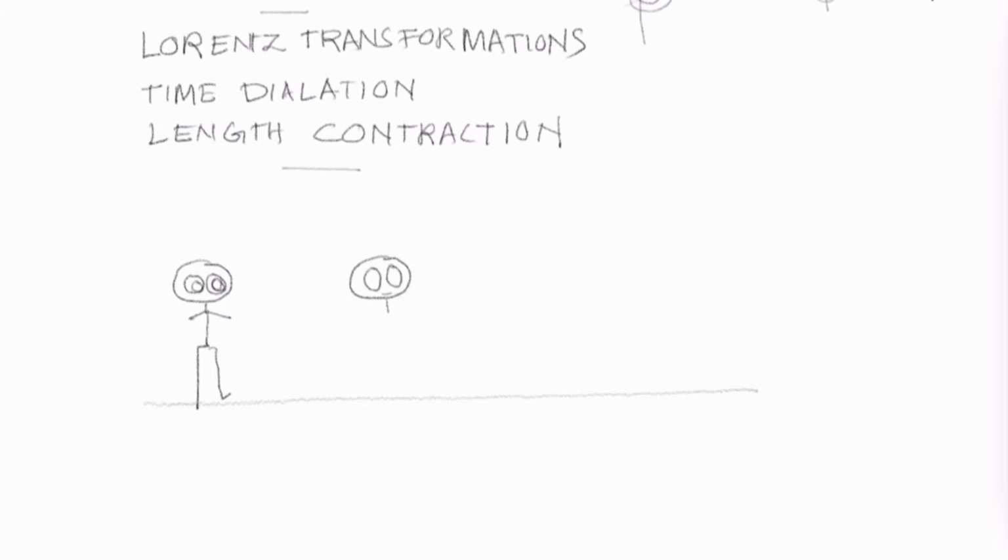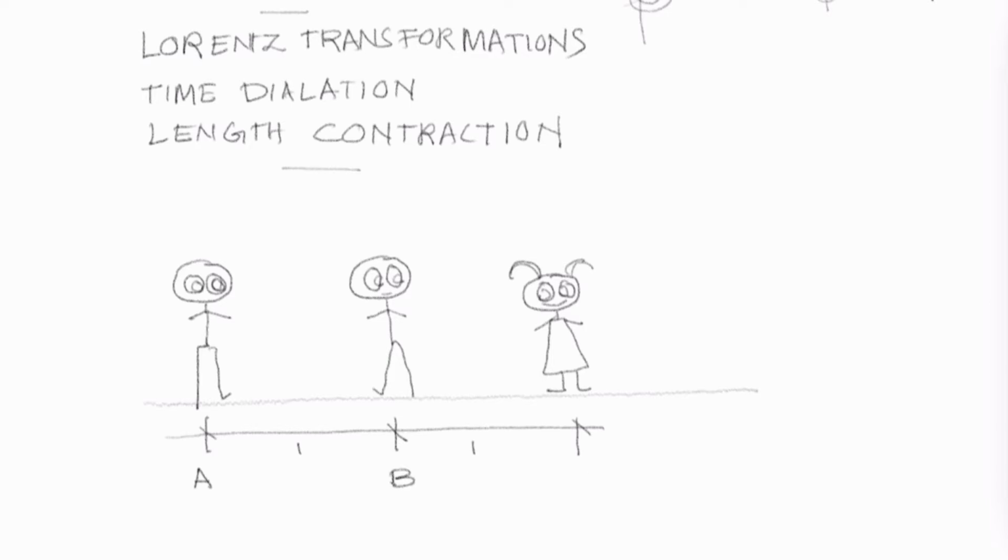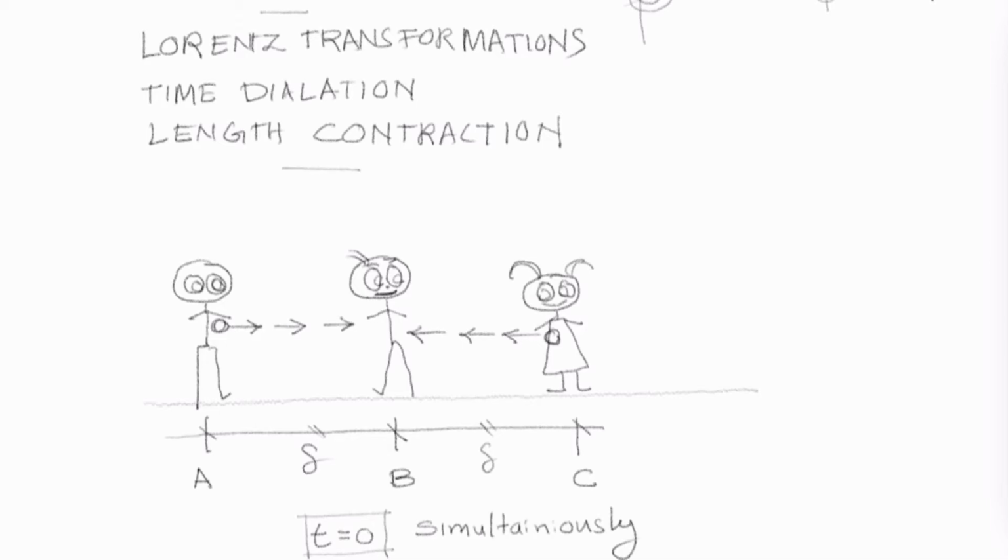Let's once again think about three people standing at unit distance from each other: A, B, and C. B is you. They are standing still and not moving in relation to each other. This time, the distance between each other is equal but not 1 unit. The distance is a variable called delta. When time is 0, A and C are sending light signals to B simultaneously.